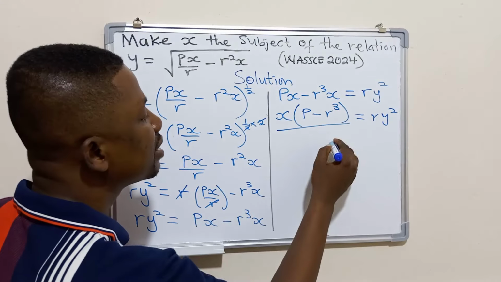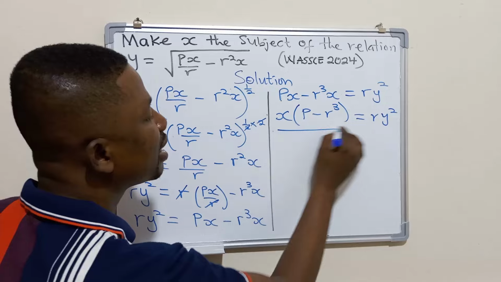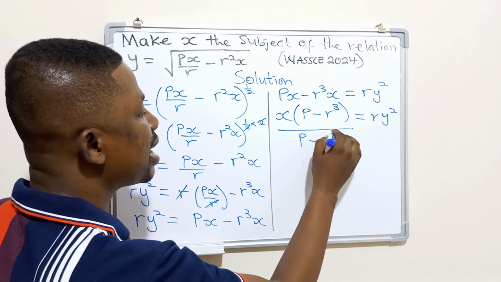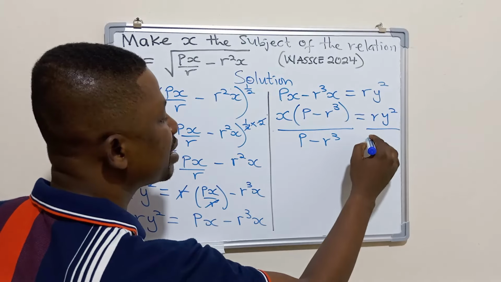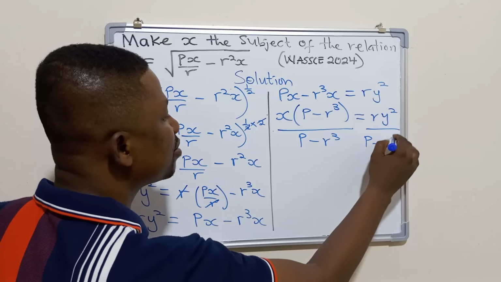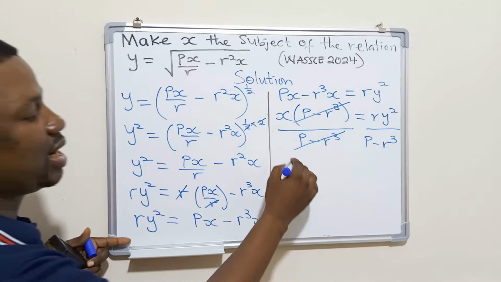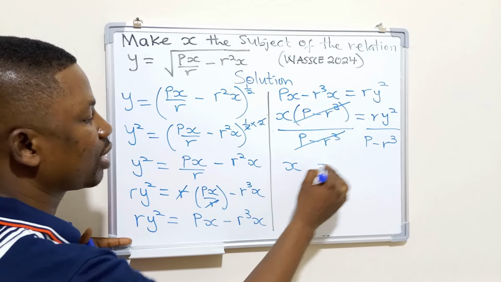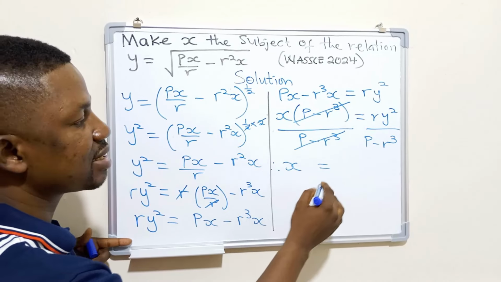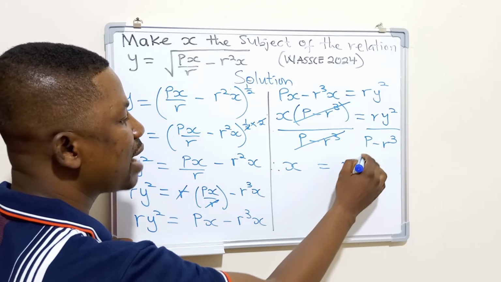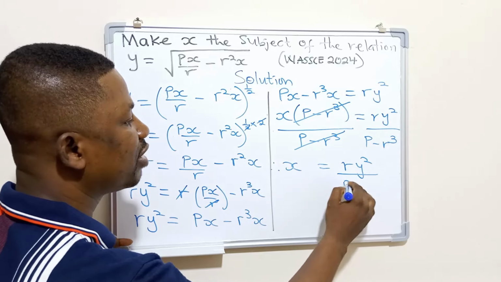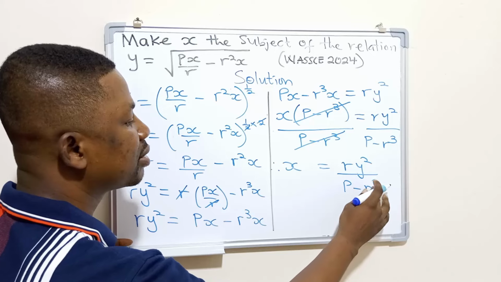So divide here by p minus r cubed, and do the same thing here since it is an equation. So this cancels that out. We are left with only x here. And so therefore we can say that x is equal to ry squared all over p minus r cubed.